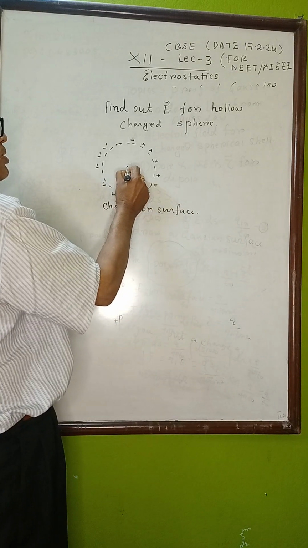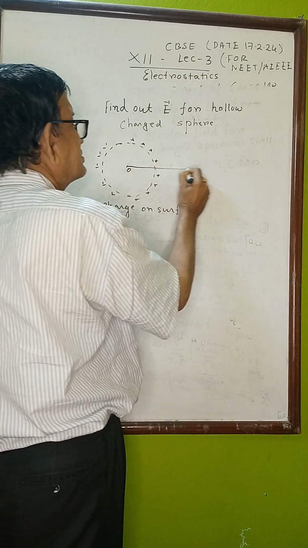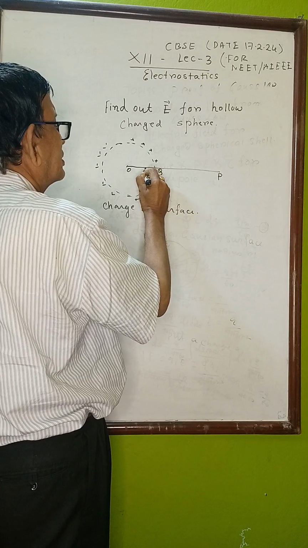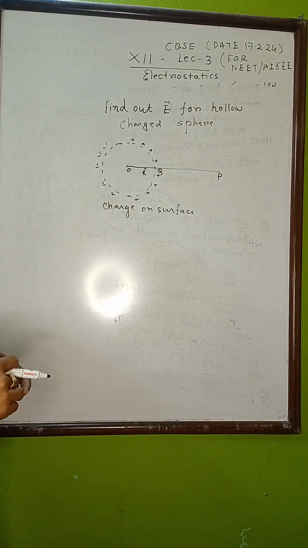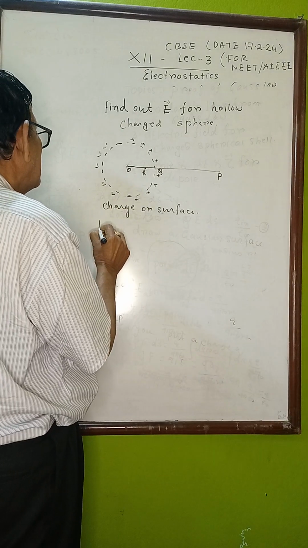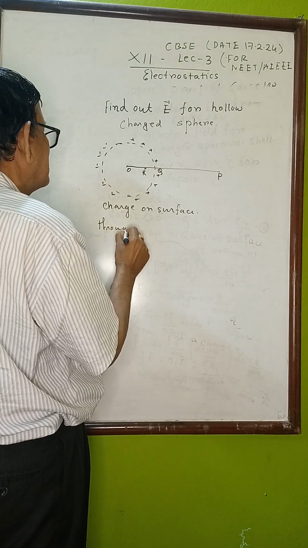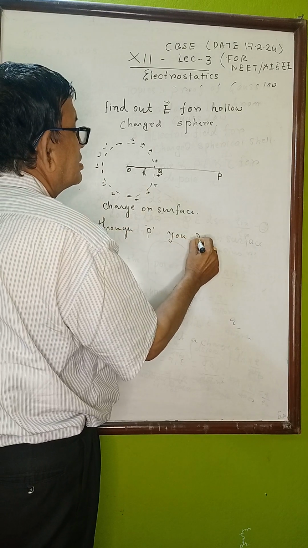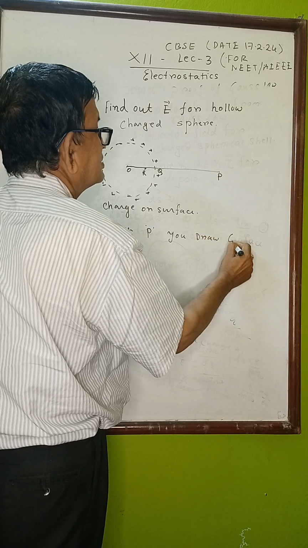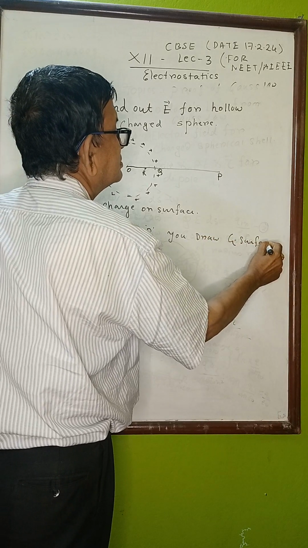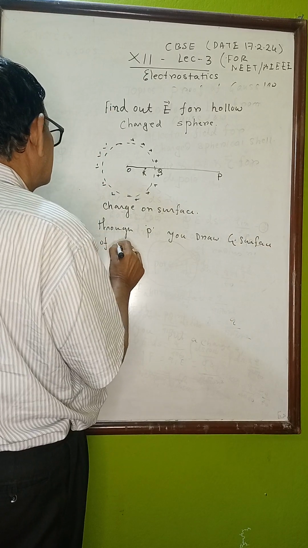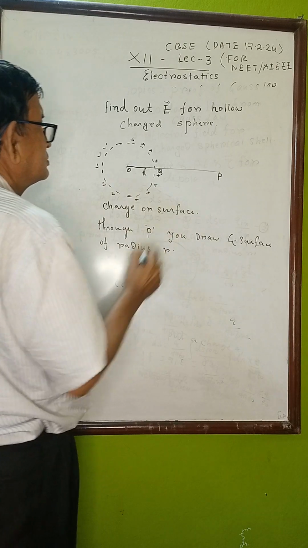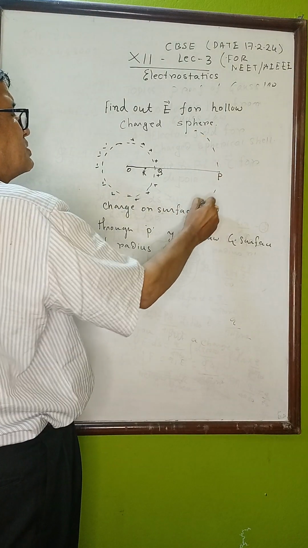Now from the center O, consider different points P, another point Q, another point R. I am considering different points and you draw different Gaussian surfaces. Through P you draw a Gaussian surface of radius R. So you are drawing a spherical Gaussian surface like this.